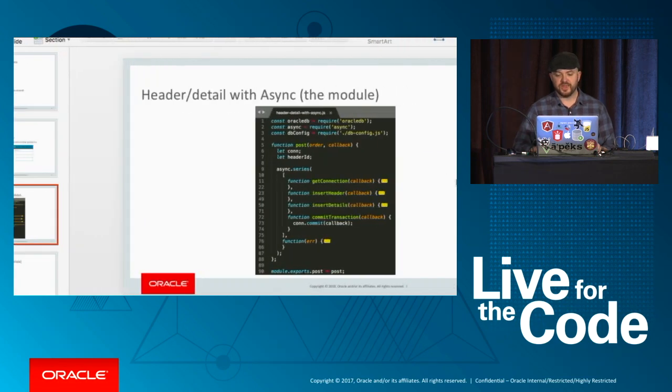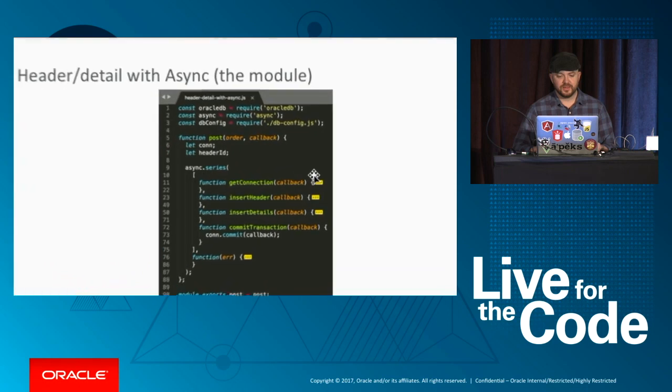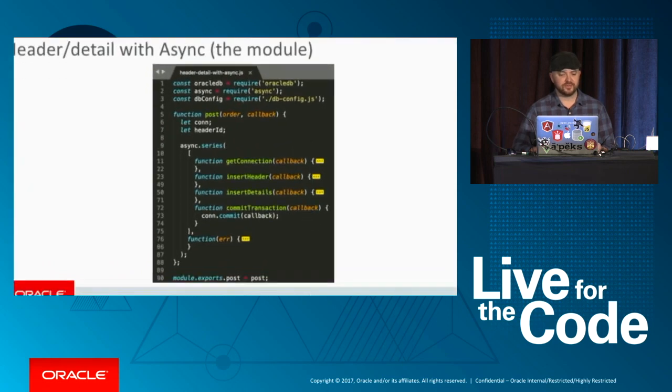So using the async module at a high level starts to look like this. Now I have a single function called post. And within it, I'm using the async module's series method. This is a control flow method. And I'm passing it an array of functions. And basically what happens, async is going to execute each of these functions in the array for us one at a time.